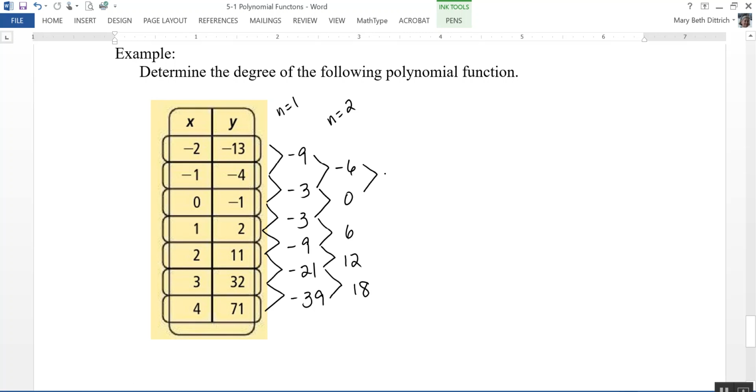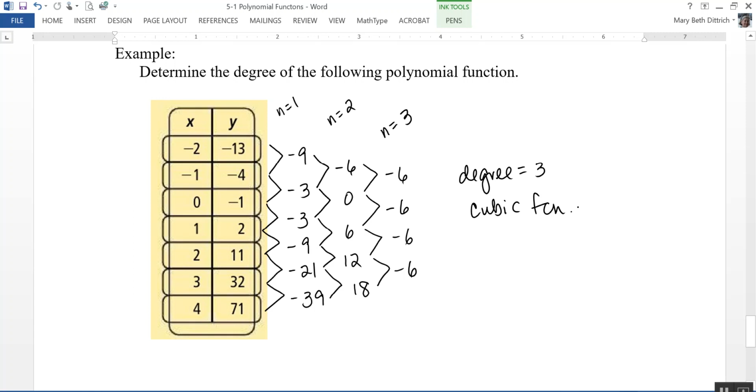So negative 6 minus 0 is negative 6. 0 minus 6 is negative 6. It's looking good. 6 minus 12 is a negative 6. And 12 minus 18 is a negative 6. Okay, so those are all the same. So that means that n equals 3, so my degree would be 3. So this would be a cubic function.